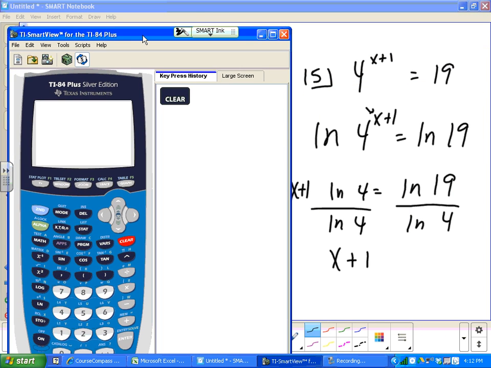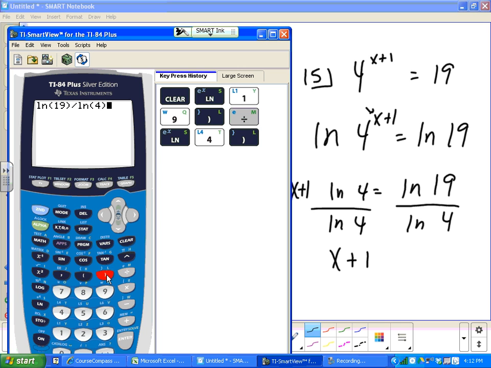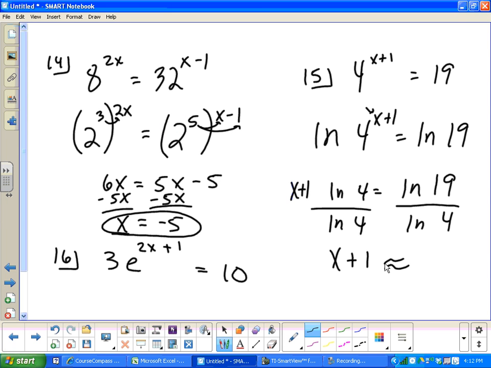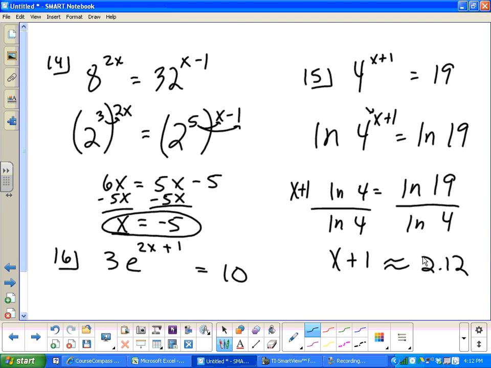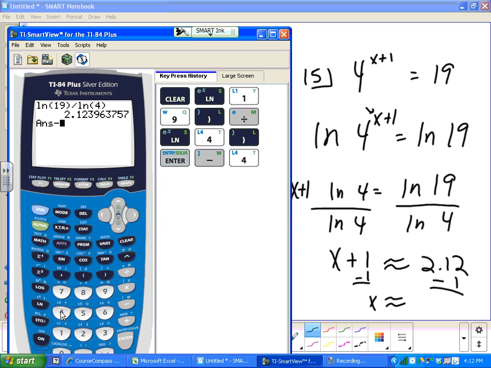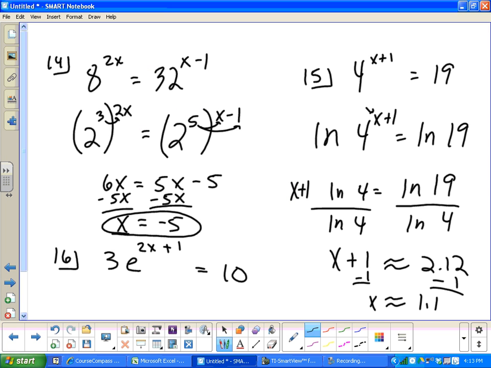What this is going to give me, so we need a natural log of 19 divided by the natural log of 4. Okay, so that's about 2.12. And now I'm going to subtract 1 from that. And when I subtract 1, I'm going to be sure that I don't just subtract 1 from what's on the paper. I subtract 1, not 4, from what's on my calculator there. About 1.12.